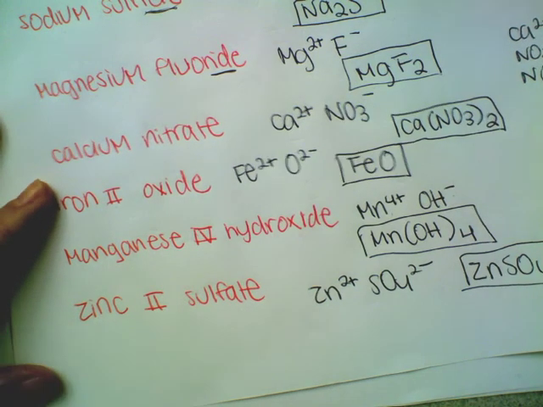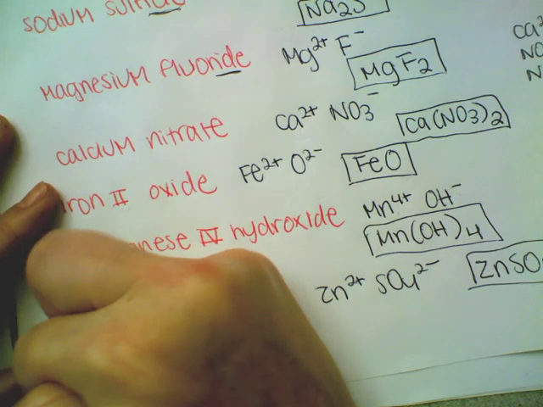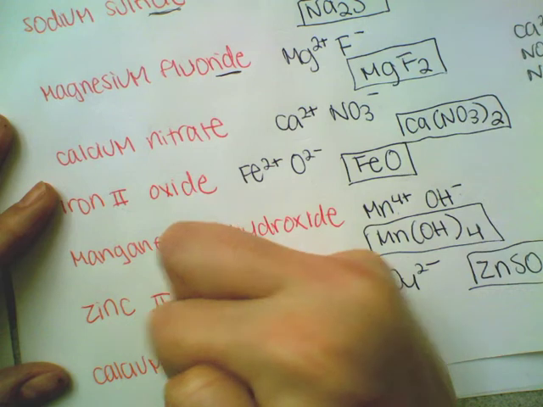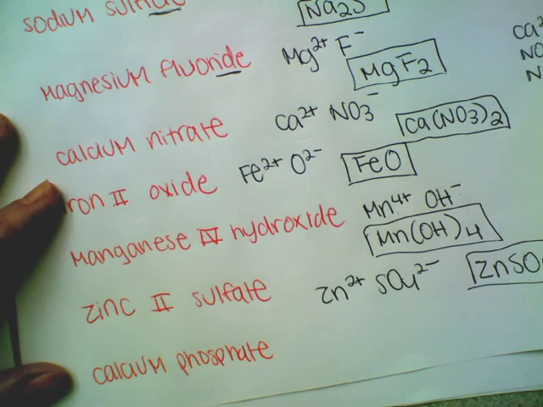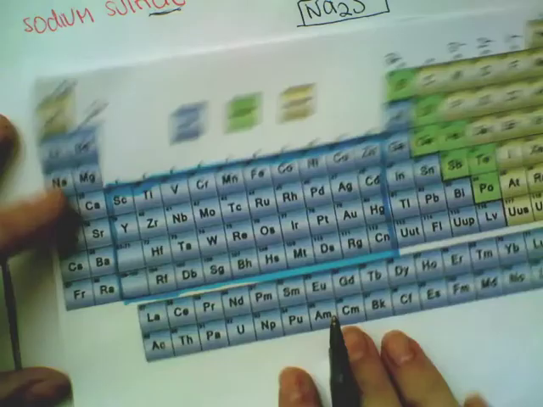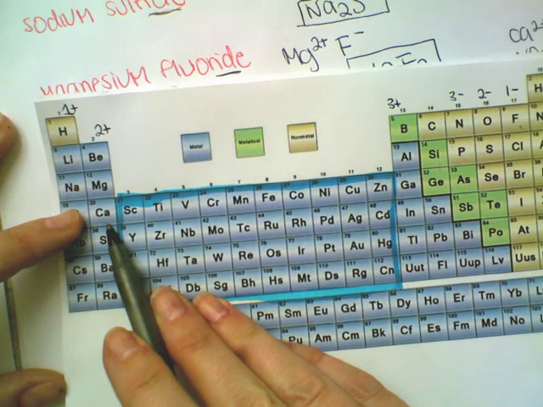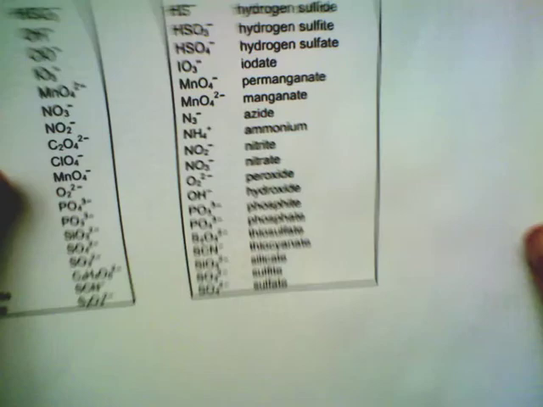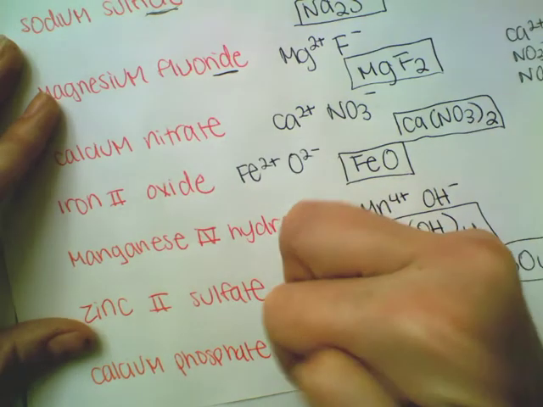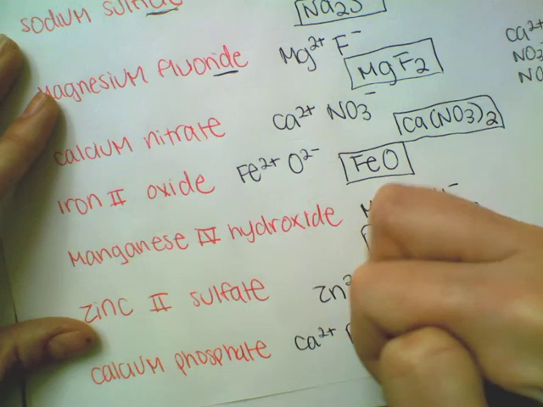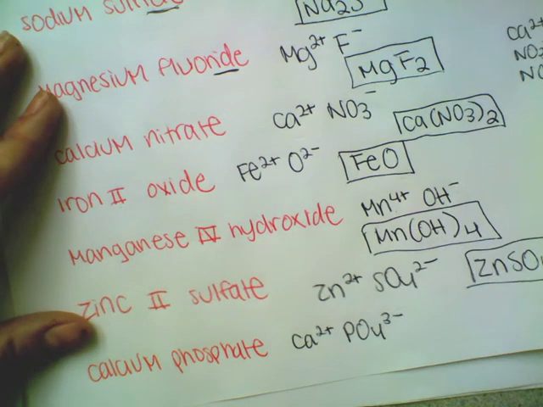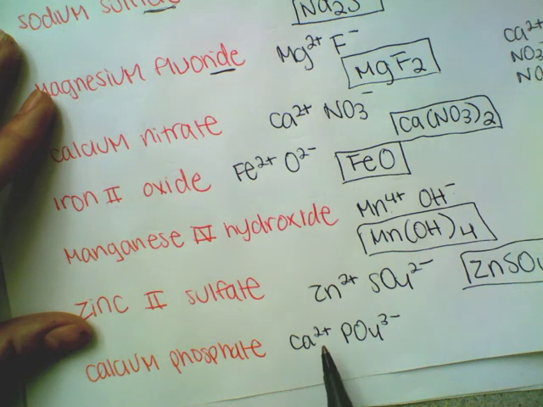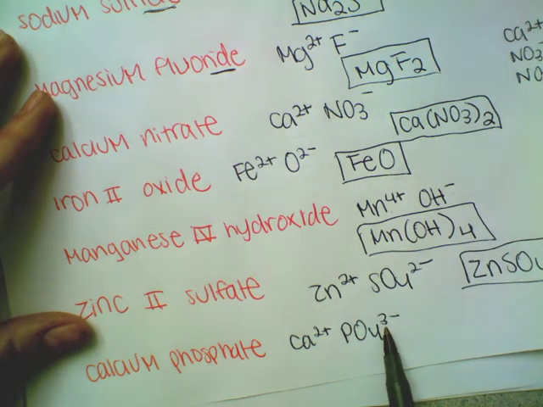Let's do one more example. Let's do calcium phosphate. Calcium is a metal, and I'm combining that with phosphate, which is a polyatomic ion, PO4 3 minus. So I have calcium 2 plus, and I'm combining that with phosphate, which is 3 minus. We want the charges to add up to 0. So we've got positive 2 and negative 3. So the lowest common multiple, the smallest number that both of those go into, is 6.